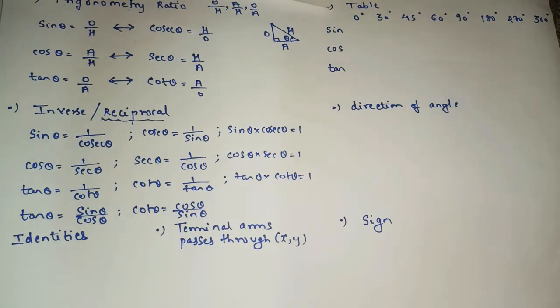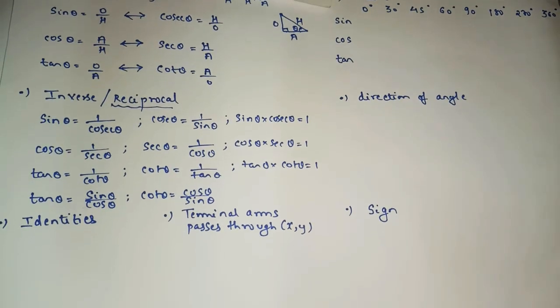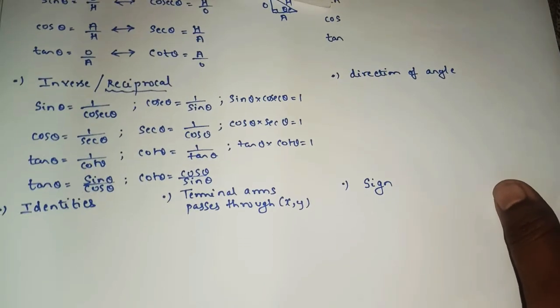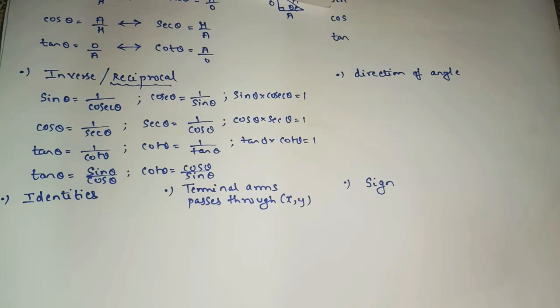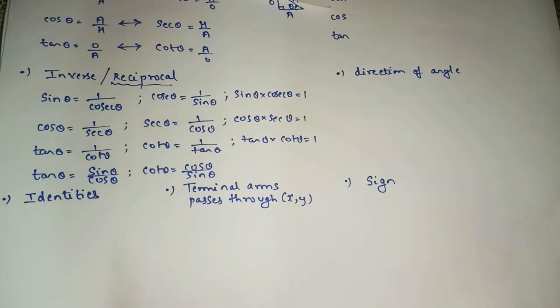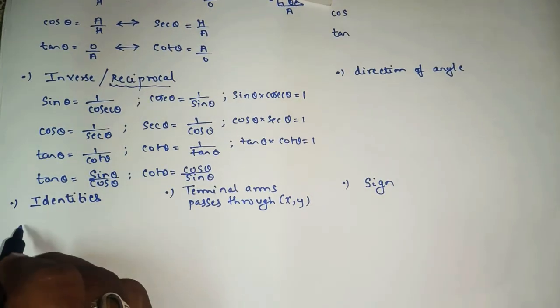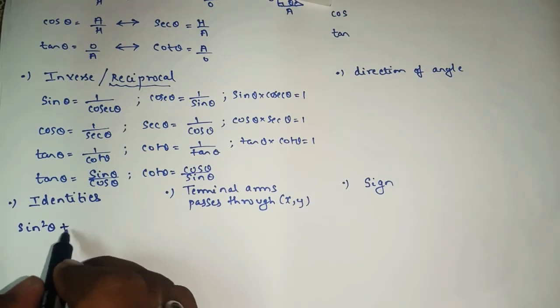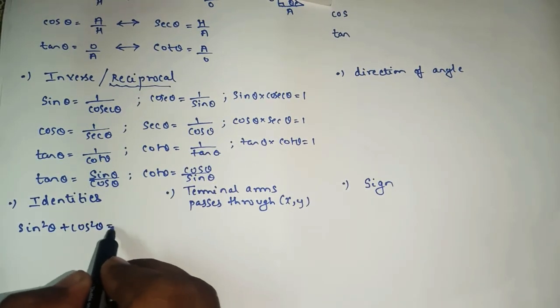Okay, so now next we'll move on to the identities formulas. I hope you all might be knowing what identities formulas are. So now in this, the first one is sine square theta plus cos square theta equals 1.